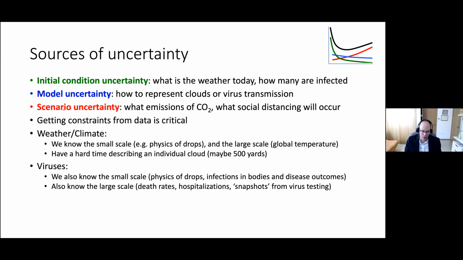For viruses, we also know the small scale, which is the physics of drops and infections in bodies and disease outcomes. And we also know the large scale. We know death rates, hospitalization rates. But it's snapshots for virus testing, and it's the intermediate scale of how people move around and interact that becomes very difficult to deal with in pandemics.